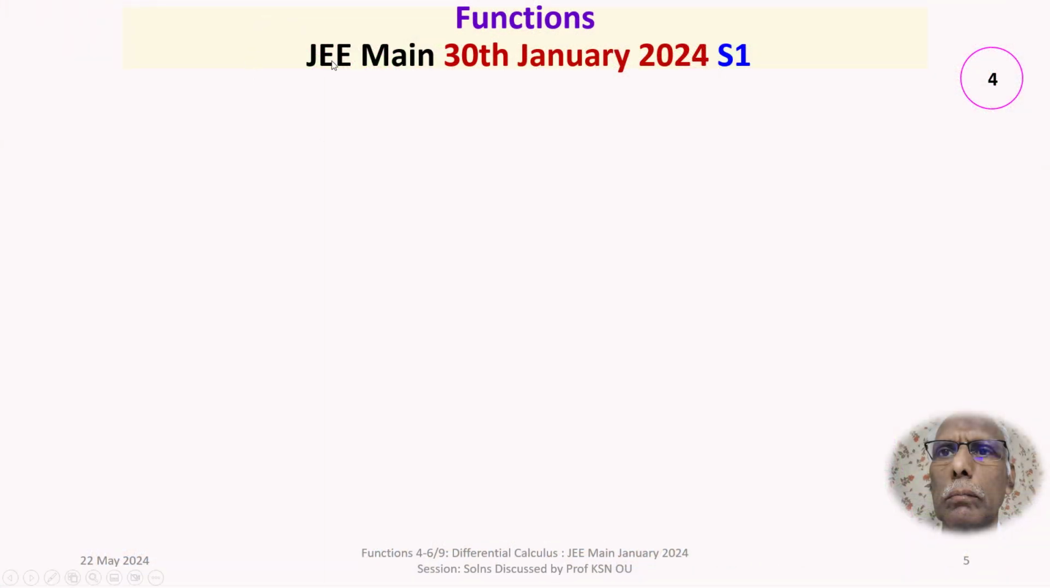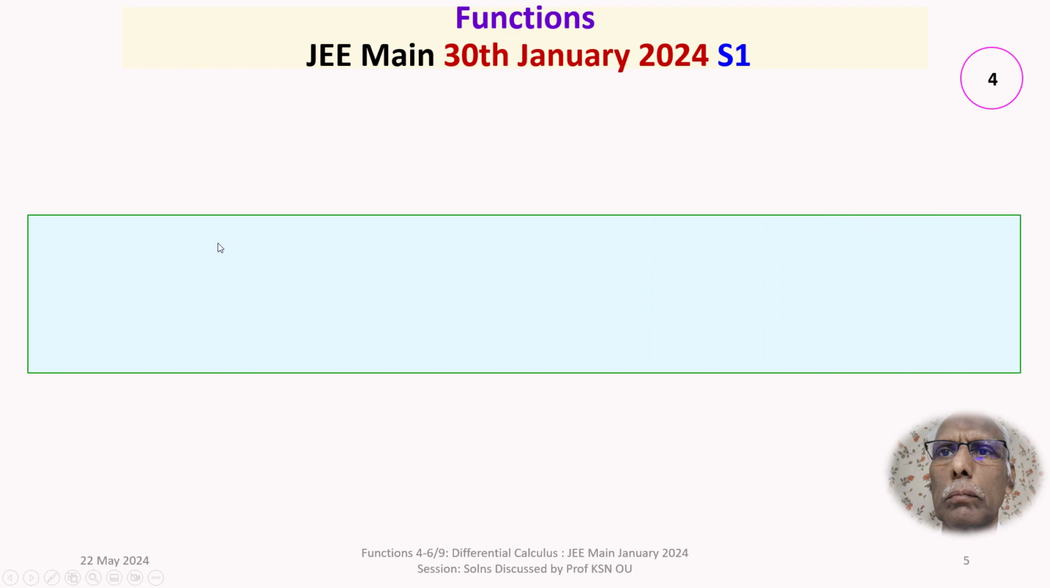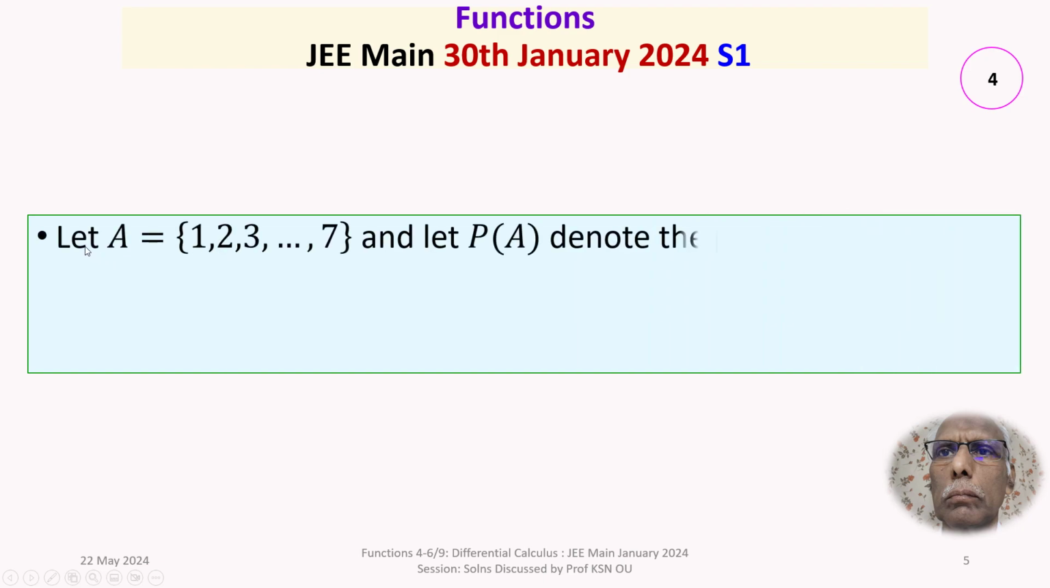This question has appeared in the JEE Main exam held on 30th January 2024 in the first shift. The given question is: let A be the set consisting of the elements 1, 2, 3 up to 7 and P of A denote the power set of A. We are given a set A. This is the set consisting of 1, 2, 3 up to 7, and P of A will represent the power set of A. That means the set of all subsets of A.